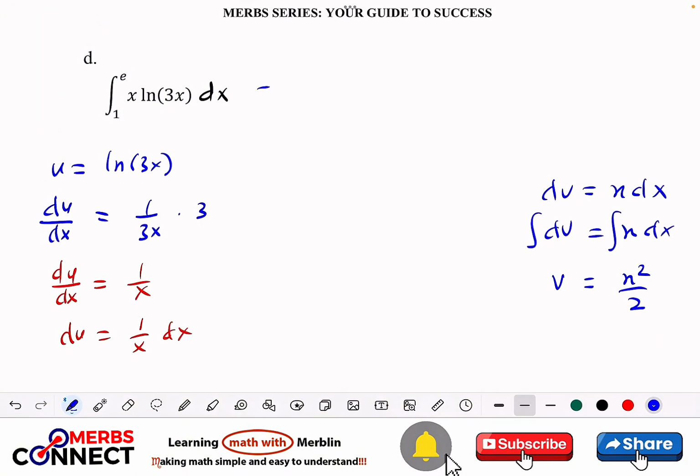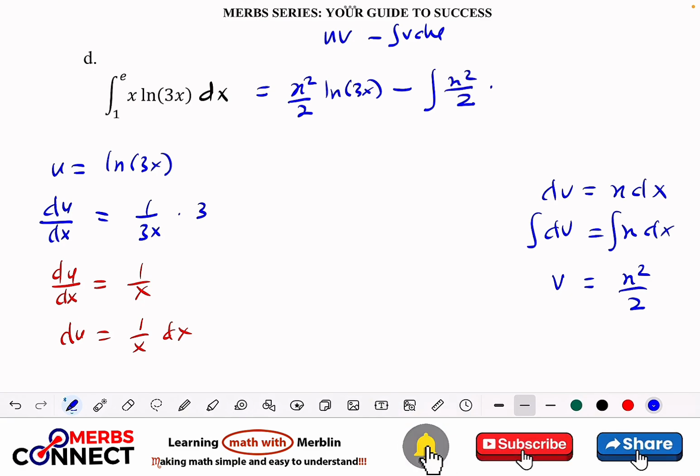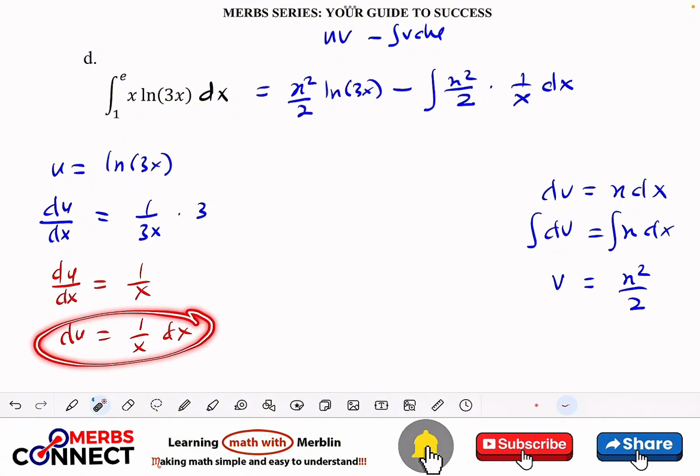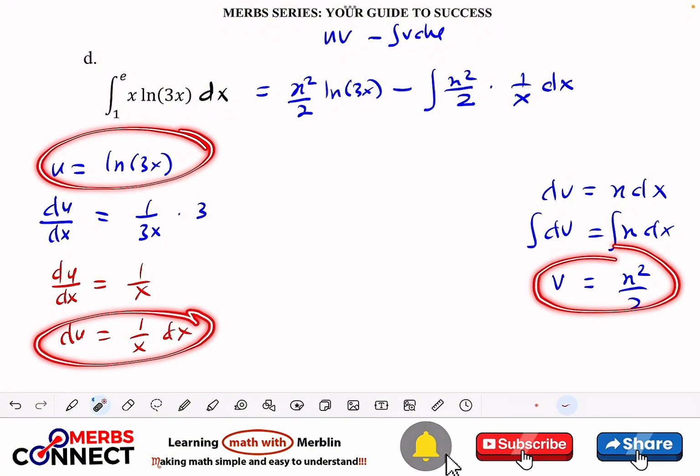So this is equal to, you remember the formula is uv minus integral of v du. So this one, u times v is x squared over 2 natural log of 3x, minus v is x squared over 2 times du is 1 over x dx. So du, v, and u, that's what we use.